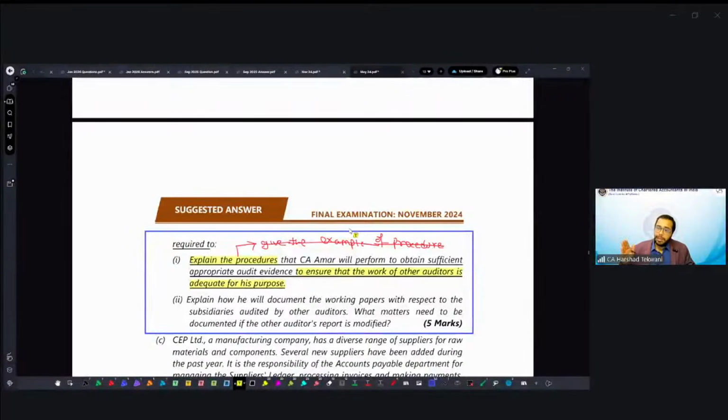An example is: there is a risk, so I will perform additional testing to get sufficient and appropriate audit evidence. I may perform the risk assessment on the subsidiary. I may visit the subsidiary. I may ask for details from the management of the subsidiary. Those are examples. What you need to do is explain that the other auditor's work is adequate. So for that, we'll go to SA 600.